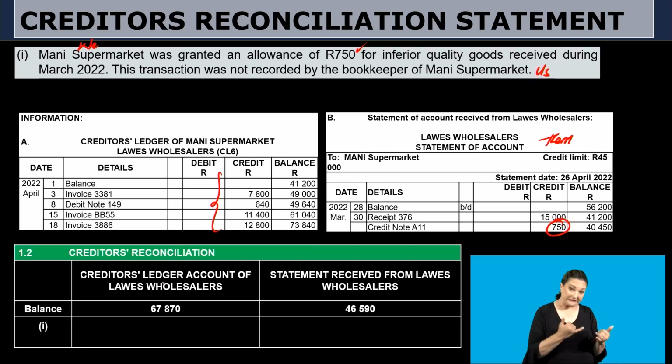So we come here now. Who has to record this? It is us that did not record. So we understand that an allowance would decrease the amount that we owe to our creditors. So I'll come here, then I'll say minus $750 because it is an allowance that was not recorded. Can I go to number 2?